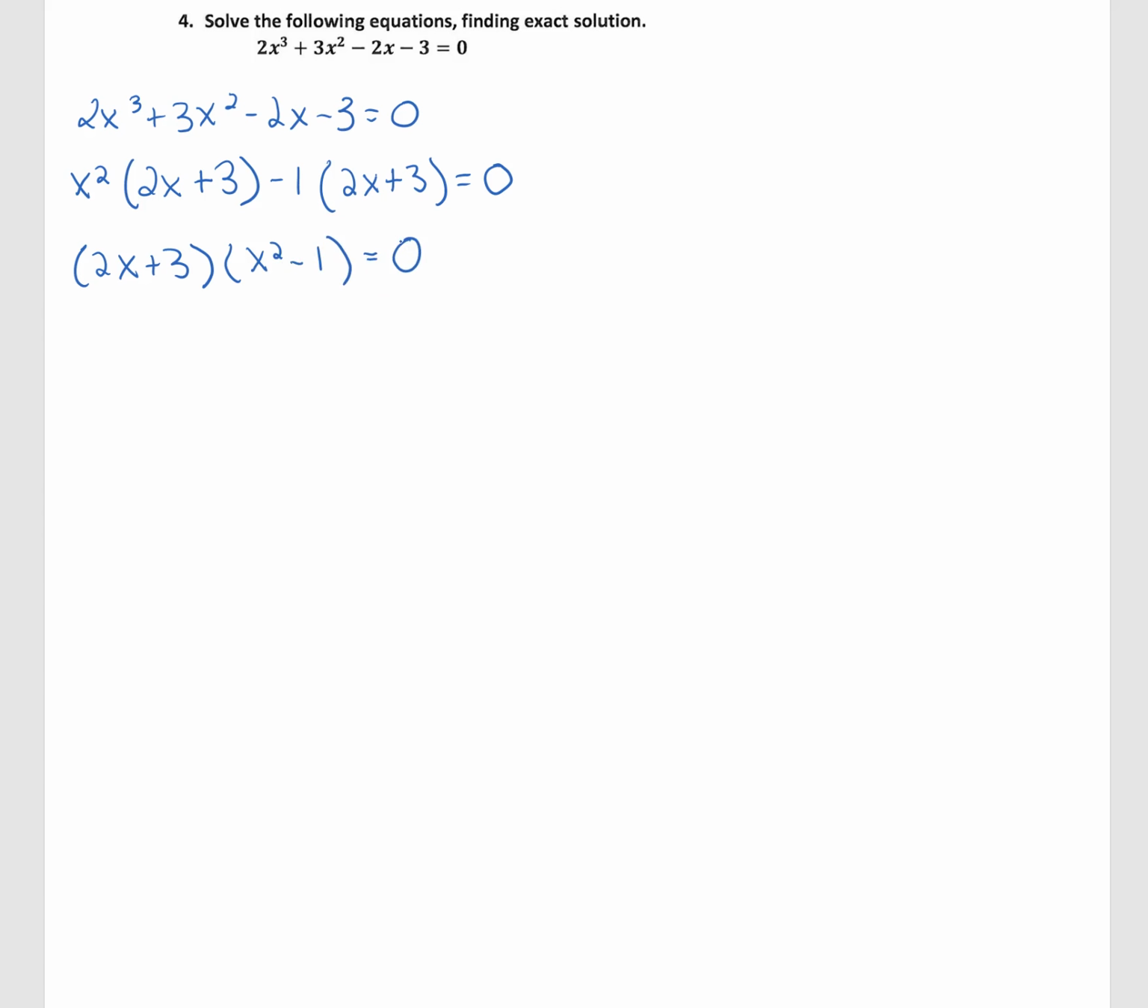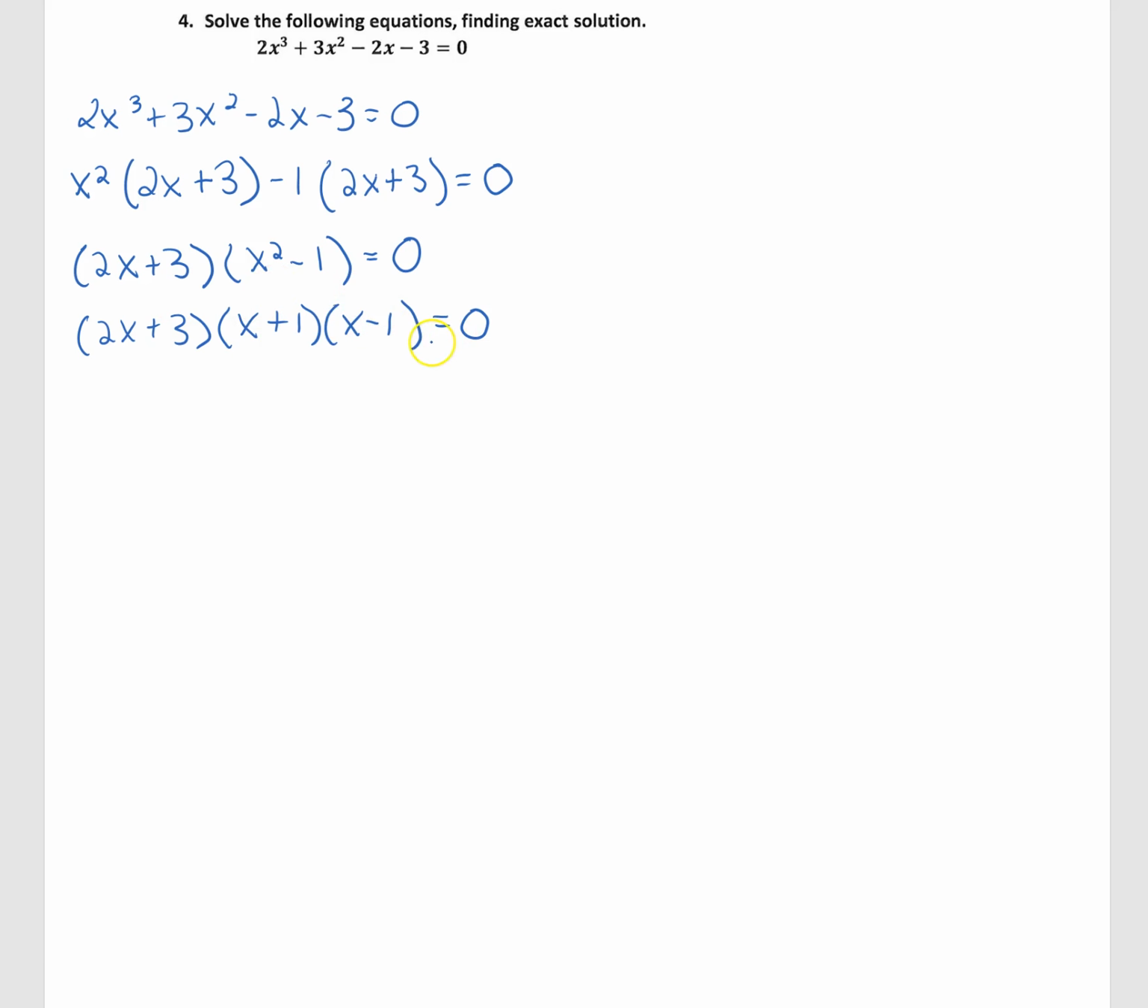And we want to factor this x squared minus 1 even further, and we can do that by recognizing that that's a difference of squares. So factoring that out will give us x plus 1 times x minus 1. And so now we have that whole side factored. And so to solve this equation, to find the solutions, we want to know what x equals to make this whole thing equal to 0.